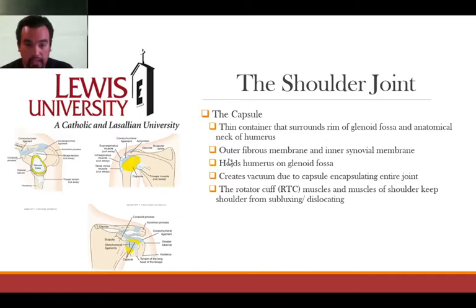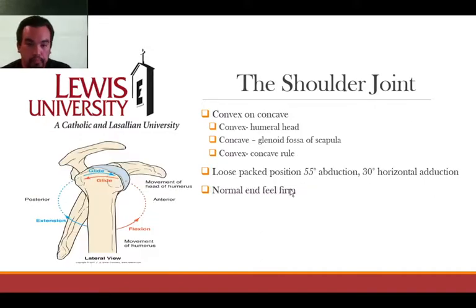And because it is a capsule with synovial fluid, it does create a vacuum to help suction that bad boy on there. And then the rotator cuff muscles also help support and stabilize the humerus on the glenoid fossa. So as we look at the way the shoulder joint moves, we have a convex on a concave articulation. The convex humeral head moving on a concave glenoid on the scapula.